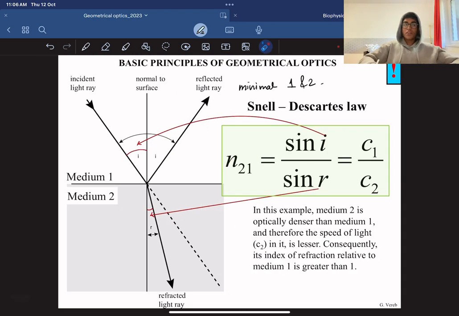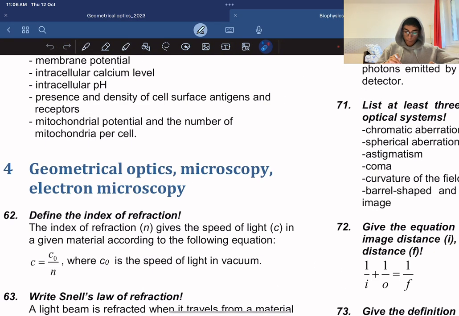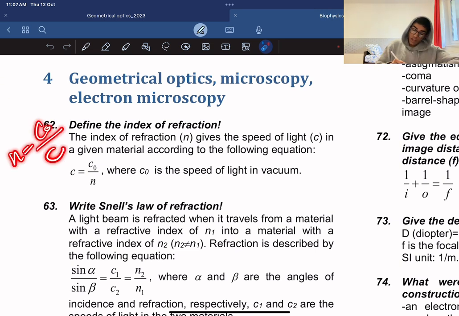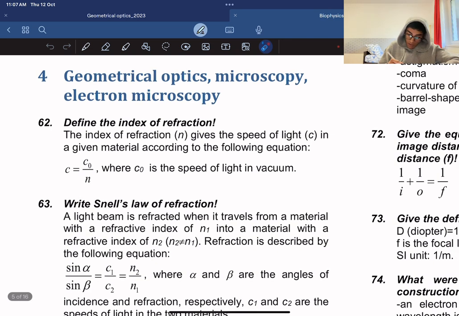Now, instead of keeping the problems to the end, let's keep doing them in between so that it's fresh right there. Now, we have right here, define the index of refraction. That means refractive index. It says over here, the index of refraction gives the speed of light C in a given material according to the following equation, where C is equal to C naught by N. Basically what they've done over here is they've taken N is equal to C naught by C. Refractive index is equal to the speed of light in vacuum, which can be referred to as C0, by the speed of light in the given medium. Okay, and I don't know why, but they put this down.